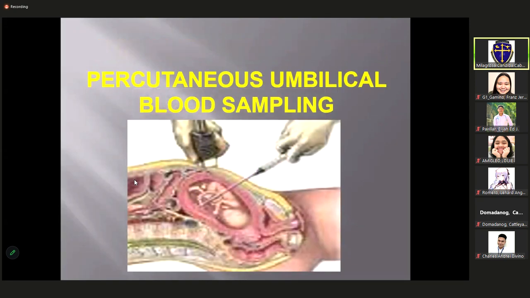Okay? So we also have your percutaneous umbilical blood sampling or what we call PUBS. It is also called chordocentesis or funicentesis. It is the removal of blood from the umbilical cord for about 17 weeks using amniocentesis technique. This is actually to detect chromosomal defects also or other abnormalities. Okay?